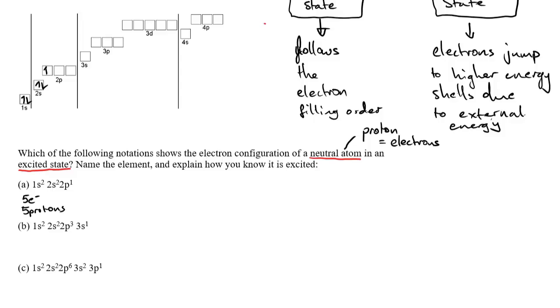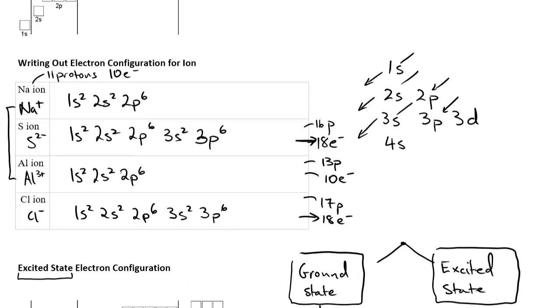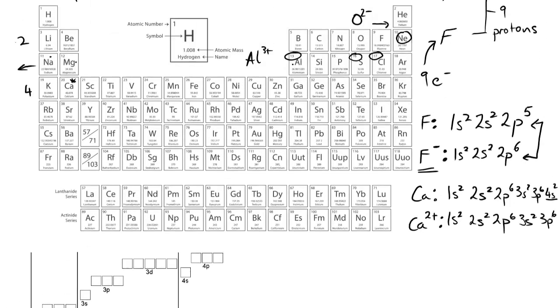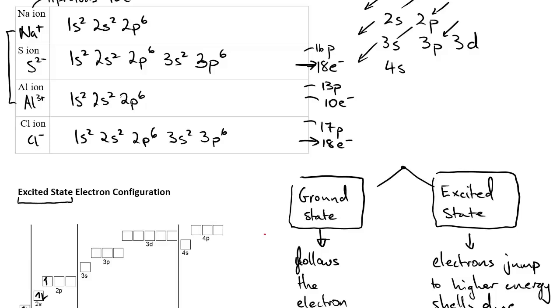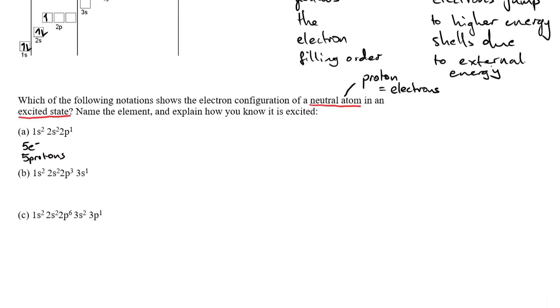Okay, and then we go up to our periodic table and we pick out number 5, and there it is. It's called boron. Okay, so that's the element in this case. So we'll just write that this is boron.